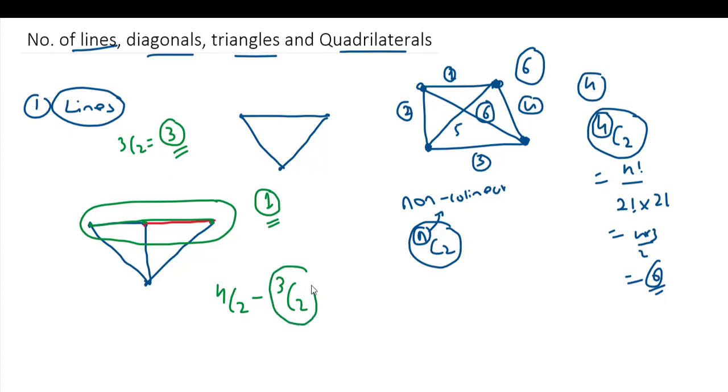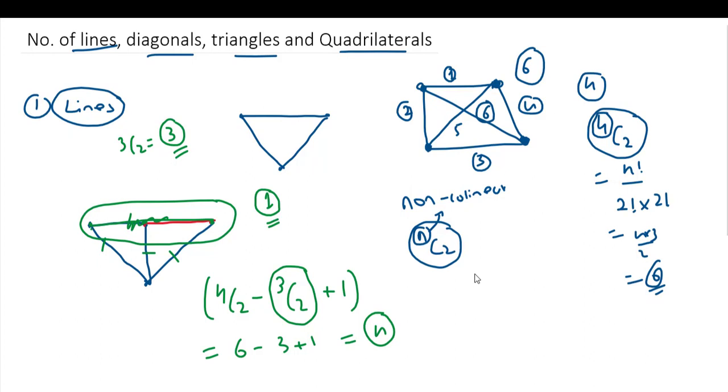So we are subtracting the total number of lines that can be formed by using these 3 collinear points and replacing it with one single line. So now the total number of lines that we can form will be 6 minus 3 plus 1, which will come out to be 4. And if we count it physically, we have one line here, 2, 3, and this is the 4th line.